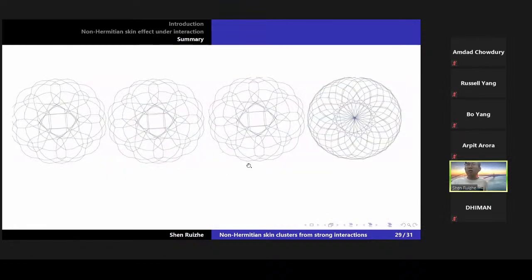But the origin of our model is different. This is the Hilbert space fragmentation, and it doesn't require disorder. This is an example of the Hilbert space graph of our previous model with 4 particles, and we can see there are 4 disconnected parts. So I think it will be interesting to study many-body localization in such a non-Hermitian interacting system.